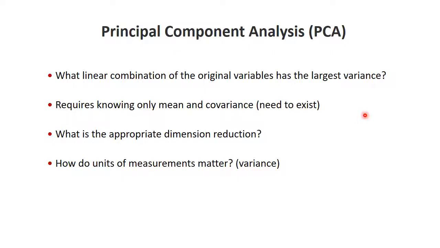So it requires knowing the mean and the covariance, and we have to worry a little bit about appropriate dimension reduction, but we'll see in the next couple of slides that this will be determined by the eigenvalue structure that we have. We also have to worry a little bit about units of measurement, and I'll come back to that. Because principal component analysis relies on covariance, and covariance is basically a variance, the units matter. You may have variables of different units, and mixing them may be an issue. So standardization is an option that needs to be considered, but it may also lead to different interpretations.